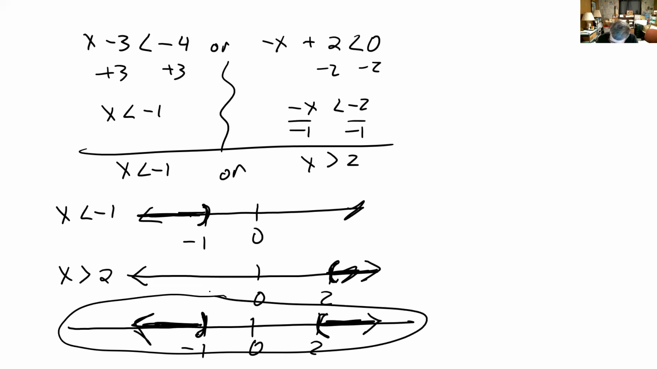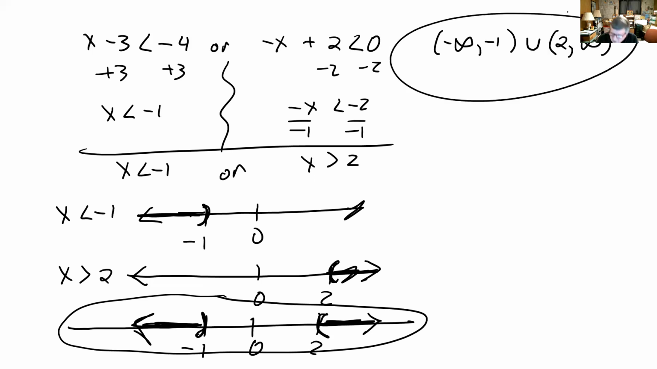Well, what is that going to look like in interval notation? Well, we're going to go from -infinity up to, but not including -1, in union with greater than 2 up to +infinity. So I have to list the union of the two separate pieces because there's a gap between them. Just like the Hawaiian Islands, there's a gap between them. Does that make sense?